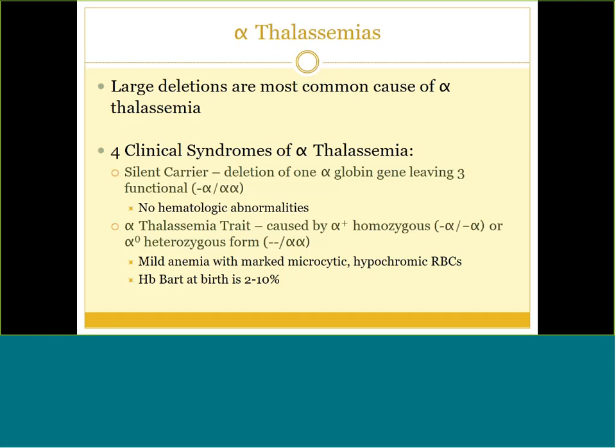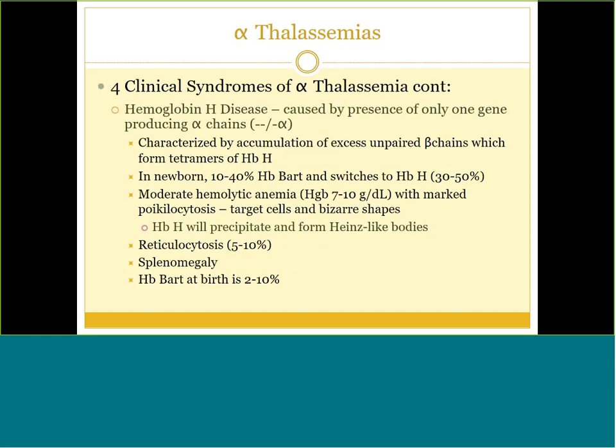So the first state is a silent carrier. You're only missing one out of the 4 globin genes at this point. So it's a carrier. There are no abnormalities hematology-wise. The person probably doesn't even know it. They're only missing 1 globin gene. They still have 3 functional globin genes to make alpha, so they're still making alpha. Alpha thalassemia trait is now missing 2 out of the alpha genes. So they only have 2 left. So it's starting to be a little bit more of a mild anemia, microcytic hypochromic.